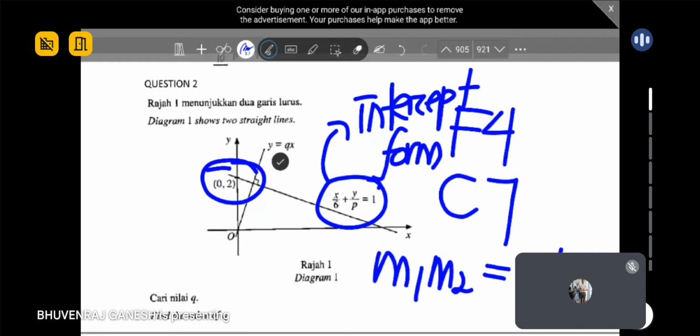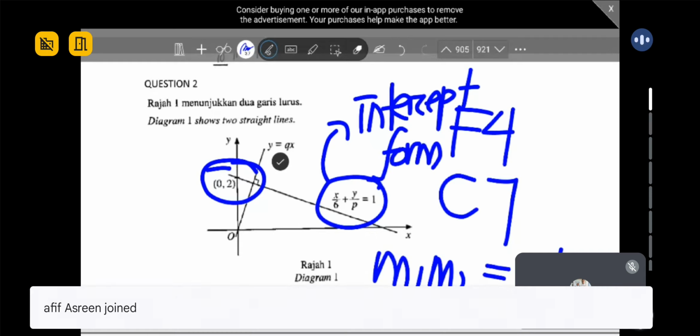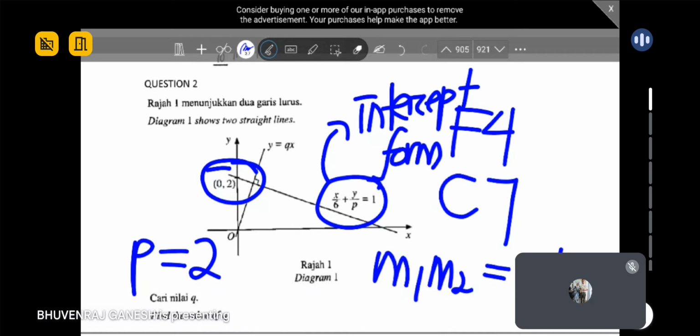So guys, you see the Y intercept is 2. Am I right? Pintasan Y sama dengan 2. So P akan sama dengan 2. Okay, P equals 2. Do you all get it? So you already find one value, P value. No need to do any working actually. You can direct get the answer.